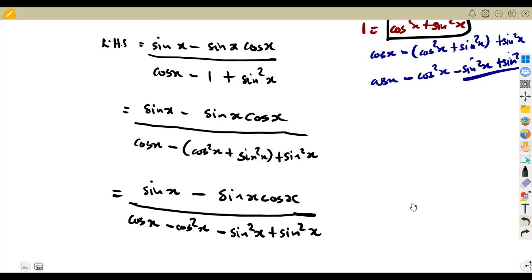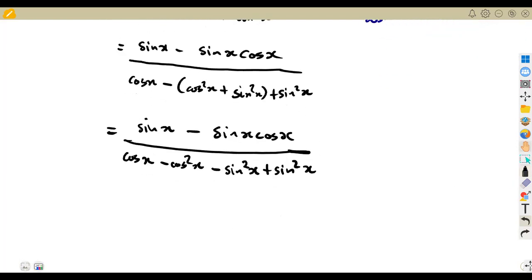So it's not affected. As you can see, these two do cancel here. Minus sine squared and sine squared x, they do cancel. So we are remaining with the sine of x minus the sine of x cos x. And as you can see, there is something there. The sine of x is common here. The cos of x is also common. So we can do our factorization.